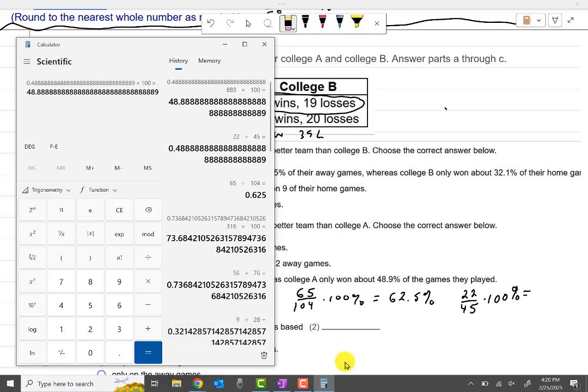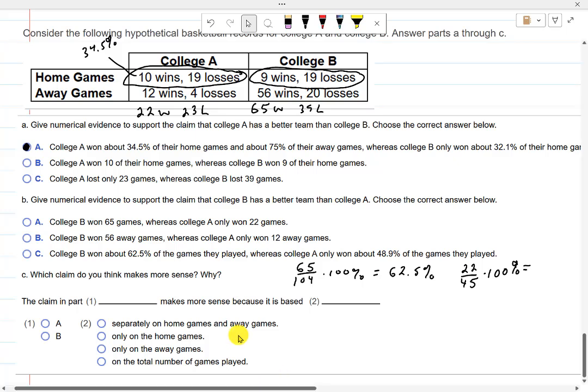That is true. Let's see, which claim is the better claim to you? Which claim is the better claim, A or B? Well, I think B is, because it's talking about the total number of games. Anytime you have more comparisons to use, the more accuracy you're going to get. And then Y, because it's based on the total number of games played.